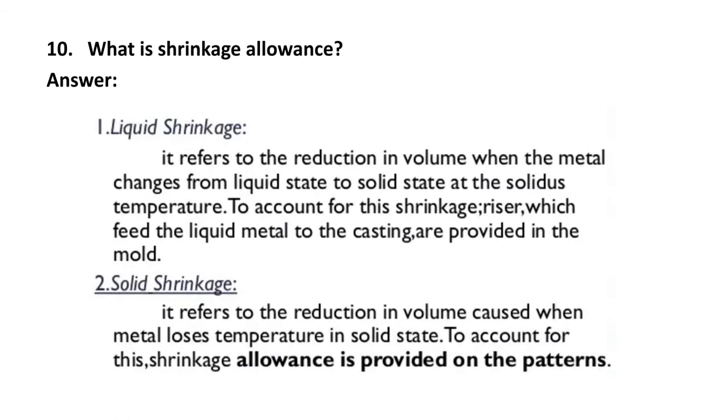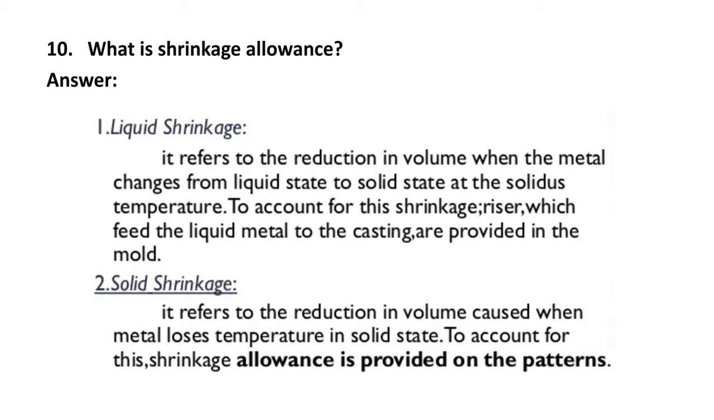Next question, what is shrinkage allowance? So the shrinkage allowance is classified into two categories, liquid shrinkage and solid shrinkage. So we will discuss liquid shrinkage first. It refers to the reduction in volume when the metal changes from liquid state to the solid state at the solidus temperature. To account for this shrinkage, risers which feed the liquid metal to the casting are provided in the mold. So during solidification, what happens? The metal gets shrunk. So we will provide an extra molten metal to counteract this problem.